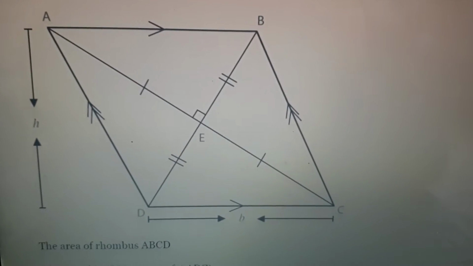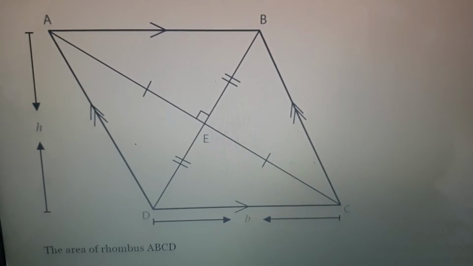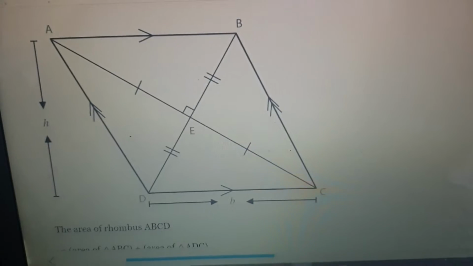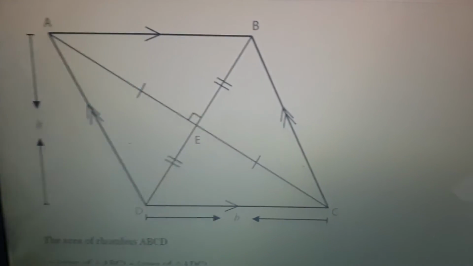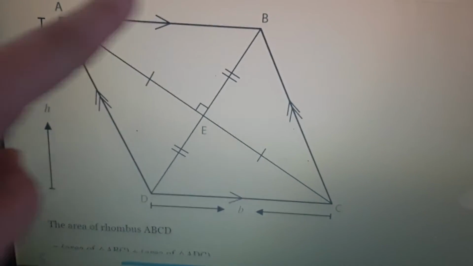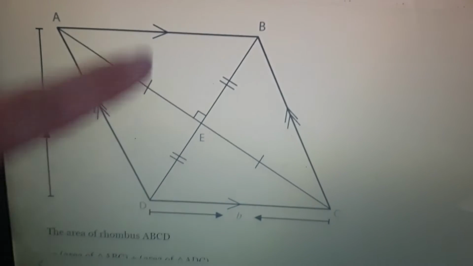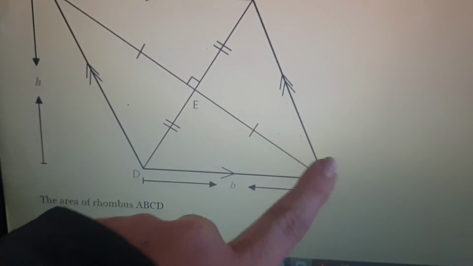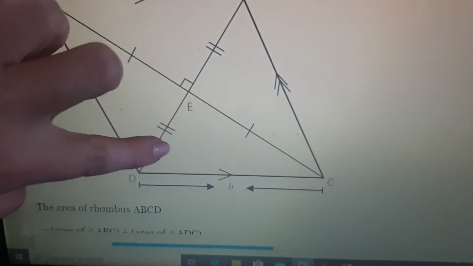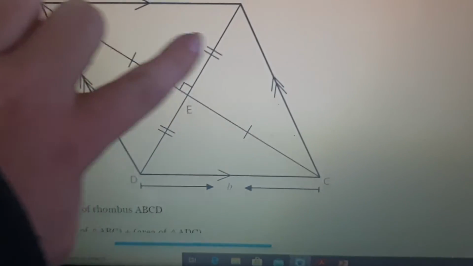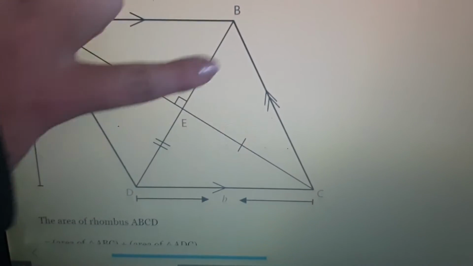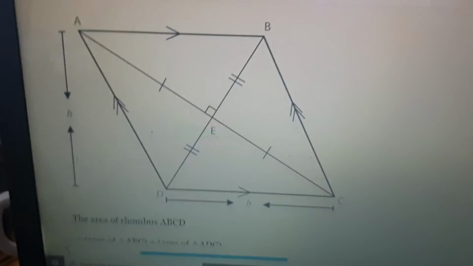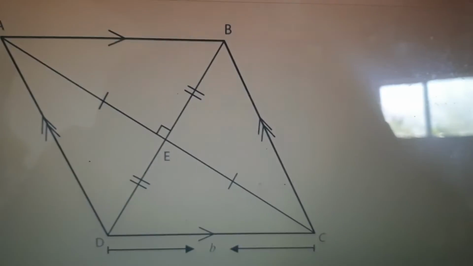Now let's quickly look at this rhombus ABCD. What do we know? We know AB is parallel to CD. We know that AD is parallel to BC. We also know that BD bisects AC. What does that mean? It means they divide each other into equal parts. It doesn't mean all four are equal. It means these two are equal, these two are equal, and it happens at a 90-degree angle.